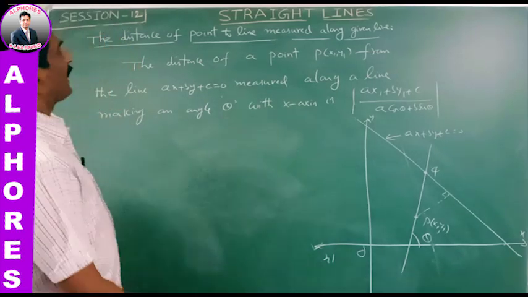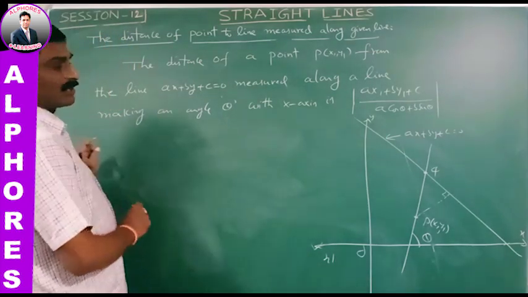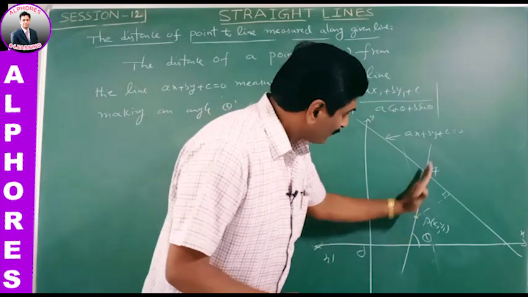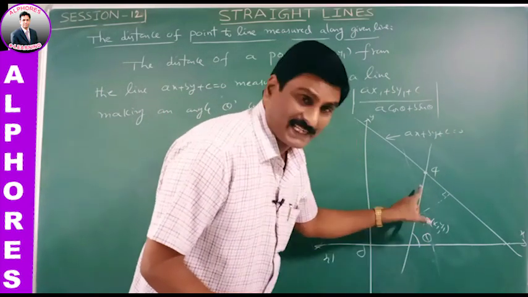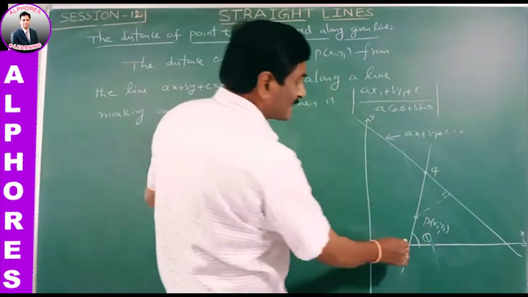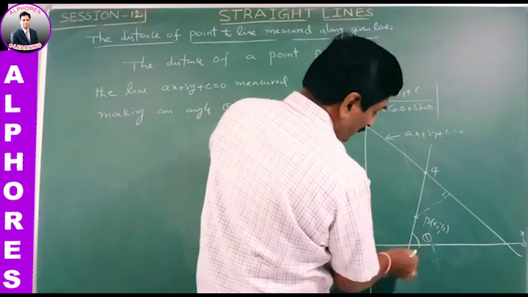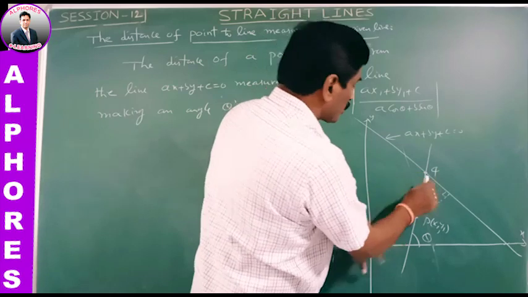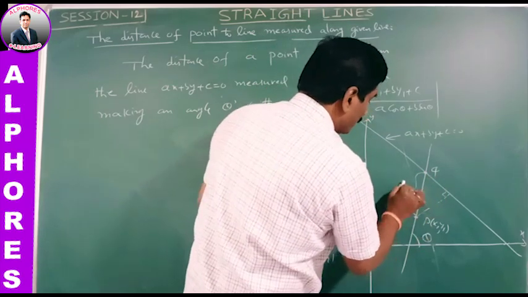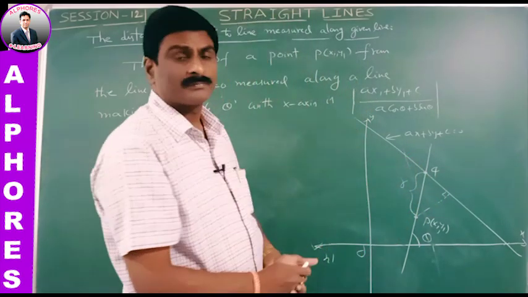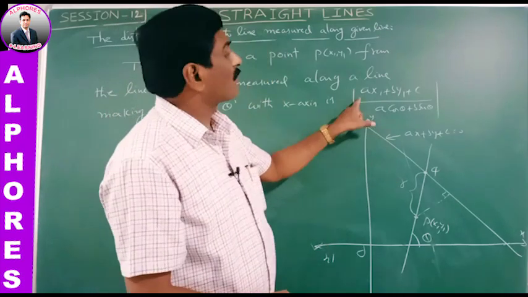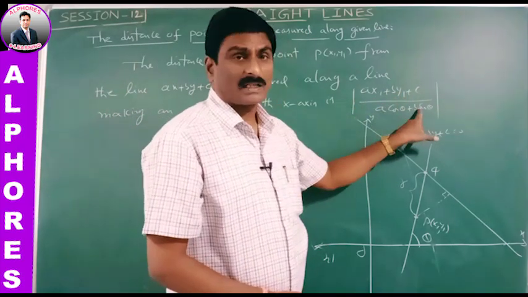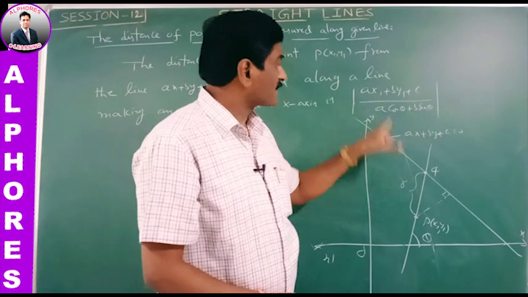The given line is ax plus by plus c is equal to 0 and this line makes an angle theta with x-axis. Say this line cuts the given line ax plus by plus c is equal to 0 at Q. So now we find the distance of this value. Say this value is r. That means r is equal to mod ax1 plus by1 plus c by a cos theta plus b sin theta. We have to prove that r is equal to this value.